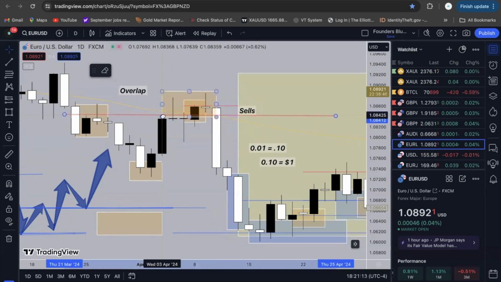Sometimes though, buyers or sellers, depending on the side of the spectrum that you're on, from a level of support or a level of resistance, sometimes price overlaps those levels, right? These will be called liquidity grabs.